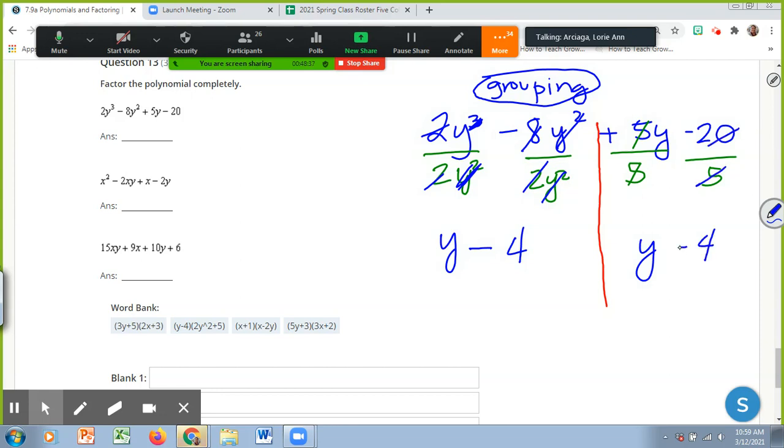And how do you know again if you're right? You know you're right if these two are matching. So that means you have already found the answer. You have a y minus 4 over there, right? And where does the 2y squared plus 5 come from? It's by combining these two. So the final answer is y minus 4, 2y squared plus 5.